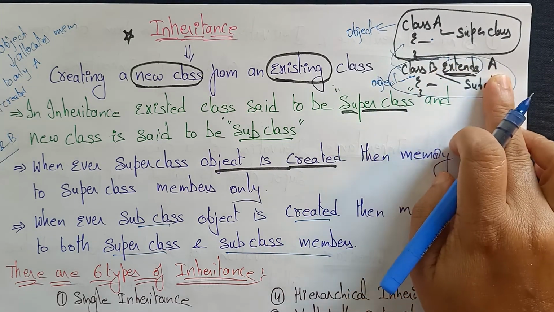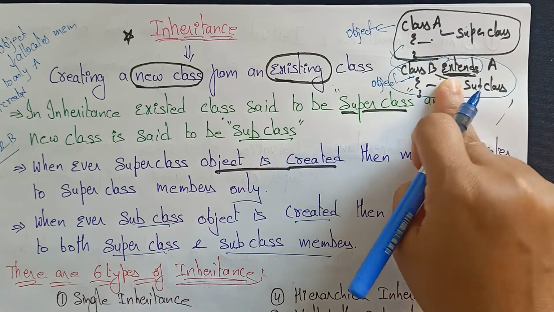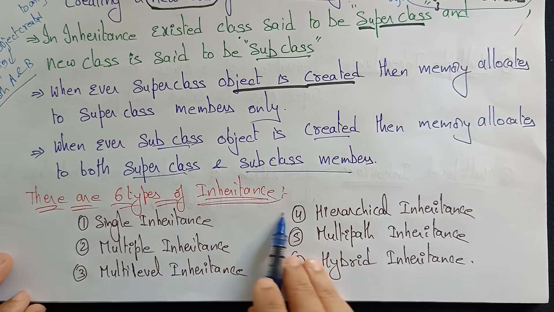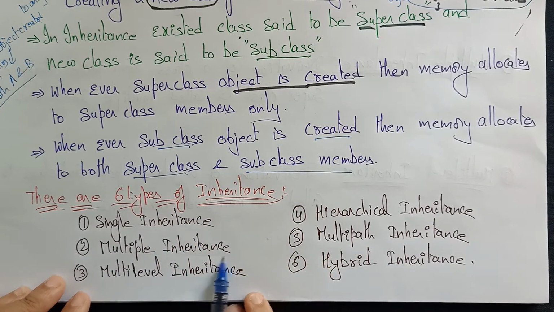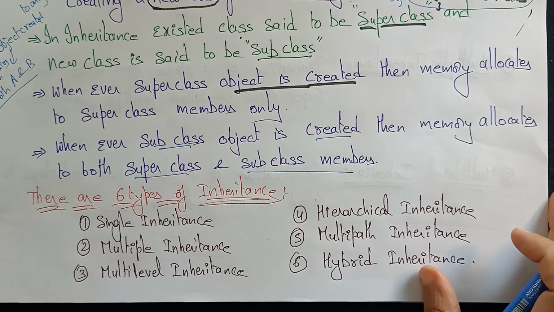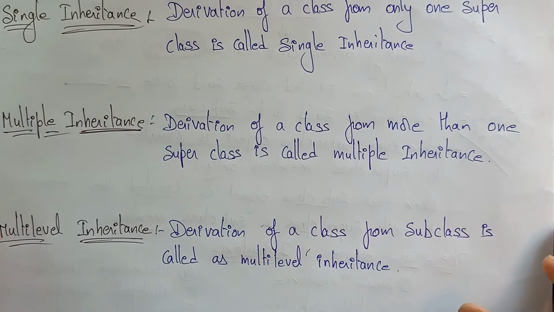B is extending A. So whenever B is extending A, A can also use the memory in B. That is a concept. So there are 6 types of inheritance: single inheritance, multiple inheritance, multi-level, hierarchical, multipath and hybrid. These are the 6 types of inheritance. We have already seen this in the C++ programming language.